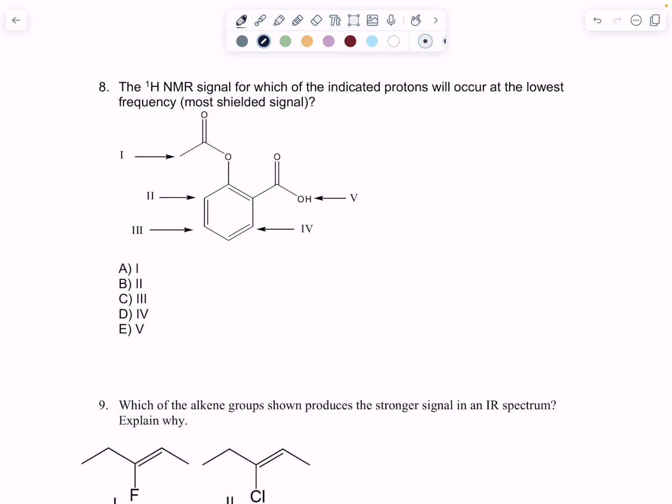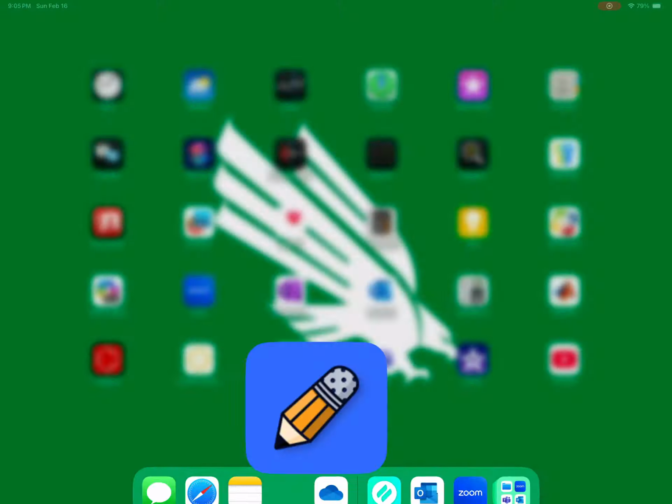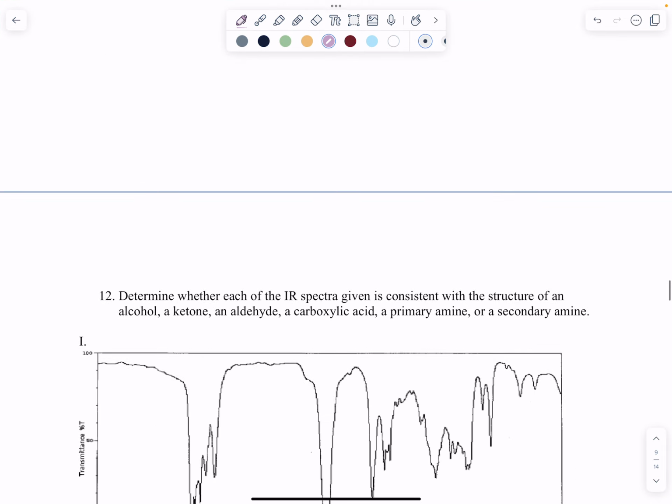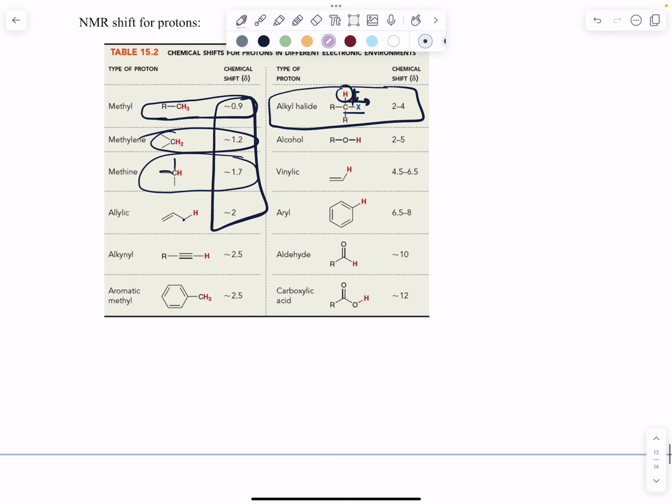Okay, this next one: the NMR signal for which of the indicated protons will occur at the lowest frequency, or the most shielded signal. So you can look at your chart for this, obviously. This OH, we're going to look for hydrogen off of a carboxylic acid. These three are going to be off of an aromatic ring. And this one is going to be very similar to what we had before. It's going to be in the 1 to 2 range, probably closer to 2. We've already looked at that, but I'm going to look at the aromatic ring and the carboxylic acid. So let's see, aromatic ring.